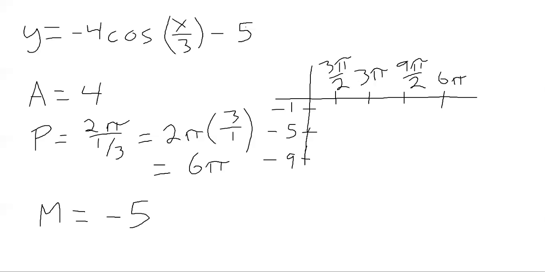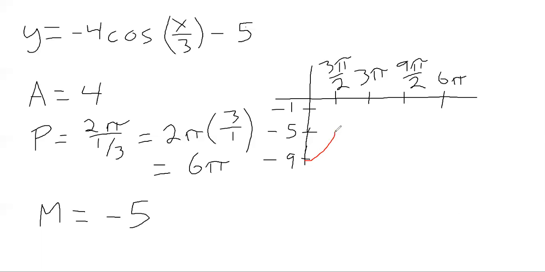So now I'm ready to graph my cosine function. And we know cosine functions either start at their maximum value or their minimum value. With this cosine having a negative coefficient, we are going to start at its minimum value. So we're going to start the graph down here at -9. By the time we hit our 3 pi halves, we've gone through a quarter of our period. We should be back to the midline, which is -5.